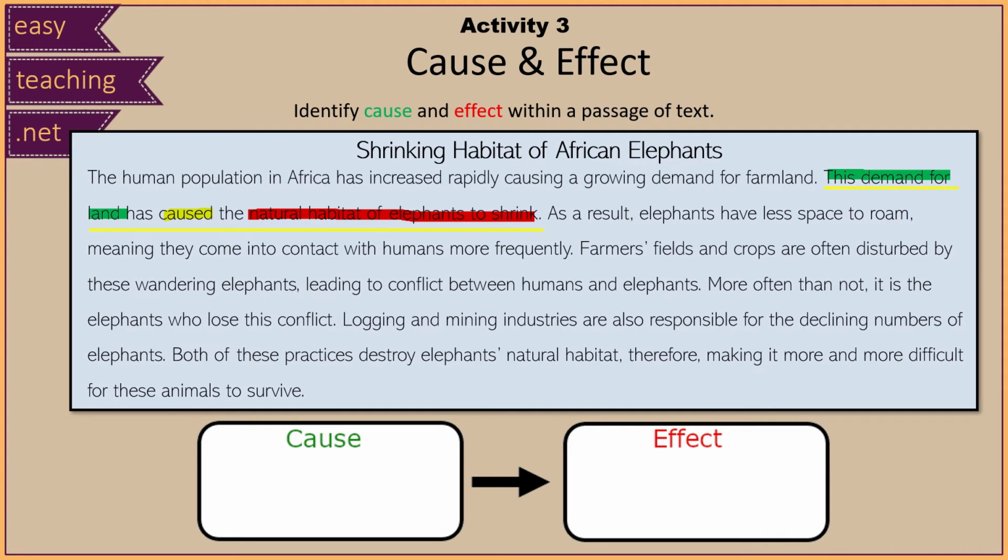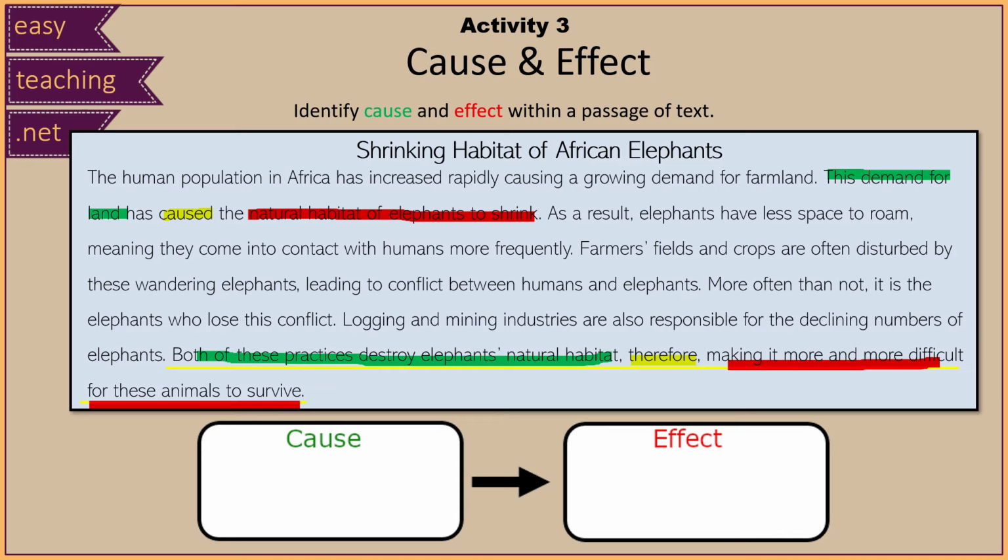Here is another signal word I found, therefore. Both of these practices destroy elephants' natural habitat, therefore making it more and more difficult for these animals to survive. What happened first? The elephant's habitat being destroyed, or the fact that it is difficult for elephants to survive? That's right, the elephant's habitat being destroyed comes first. This is the cause. The effect is, it is more and more difficult for elephants to survive.